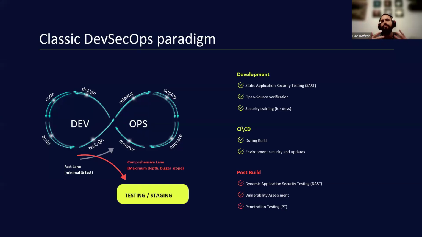So we want to make sure that developers know what to look for or how to think, right? Because it's a mind shift. We're not just thinking about functionality. We're now thinking about security in that concept.